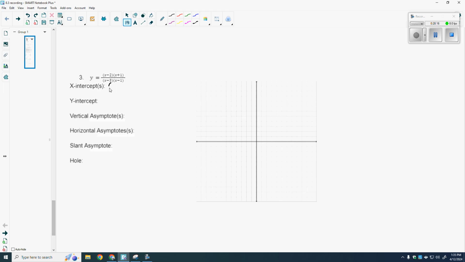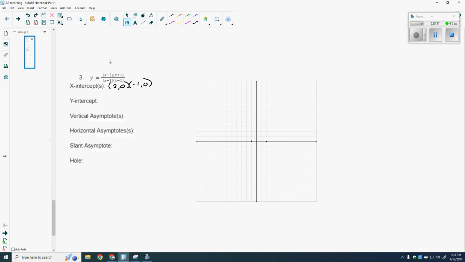Okay, I assume you hit pause. So what makes x minus 2 zero? 2. When will this be 0? When x is 2. When will this be 0? When x is a negative 1. So I have x-intercepts at positive 2 and negative 1.